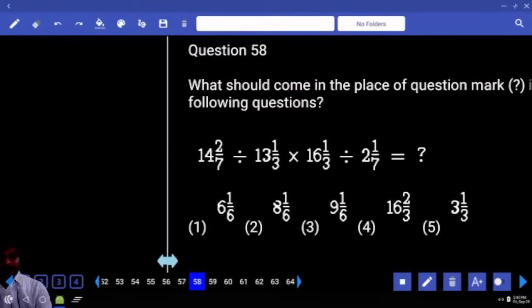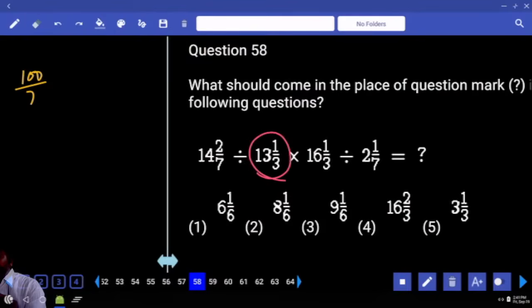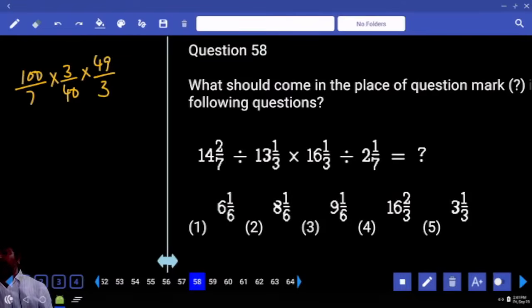14, 2 by 7. Which is 1 by 7, right? Come on. 1 by 7 meaning, can I write it as 100 by 7? Divided by 13, 1 by 3. 40 by 3. Divided by 40 by 3 can be written as into 3 by 40. Into 16, 1 by 3. 49 by 3. Divided by 2, 1 by 7. 15 by 7 into 7 by 15. 3 cancel, 7 cancel.